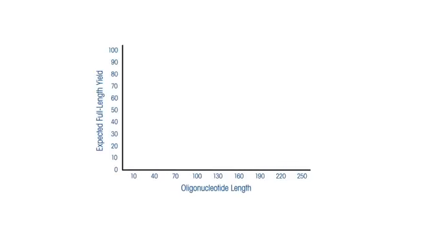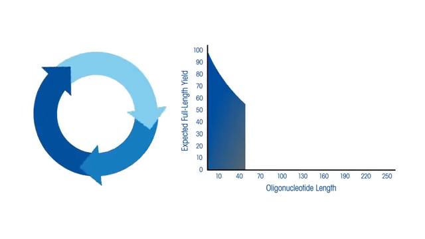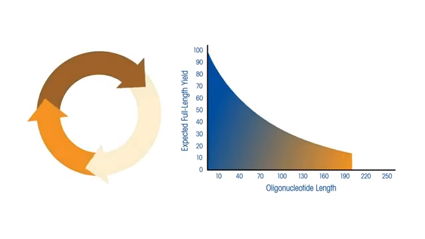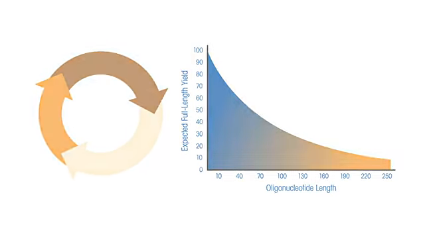Because of the typical methods used in oligonucleotide synthesis, the longer and more complicated the nucleotide sequence, the more difficult it is to meet yield, purity, and cost objectives.